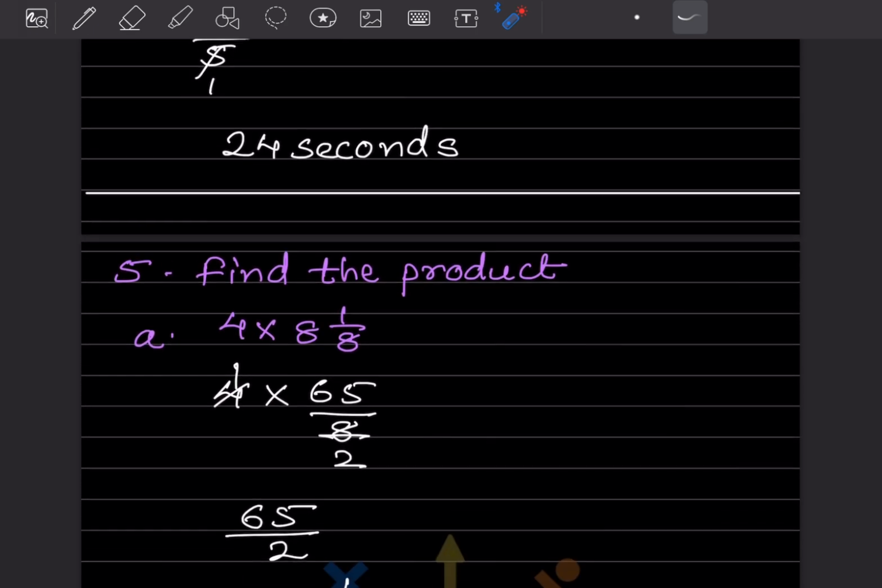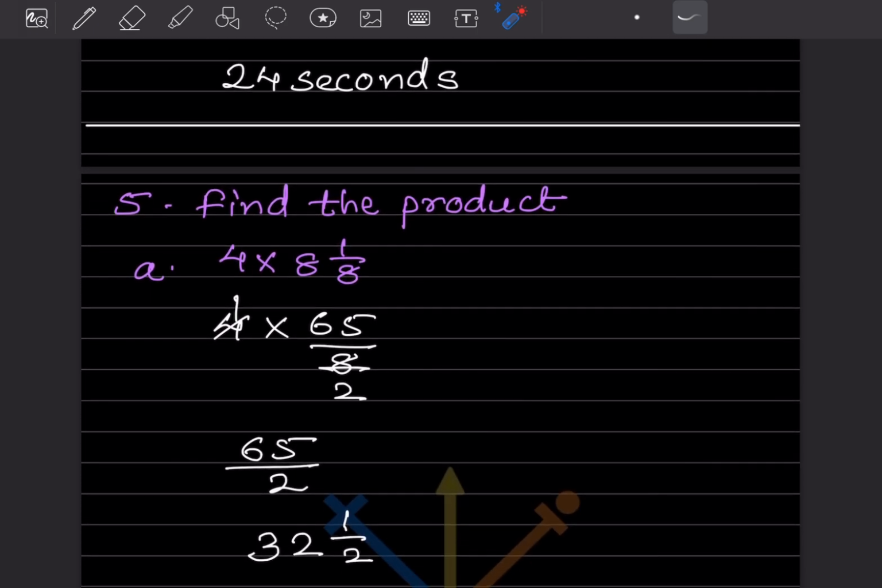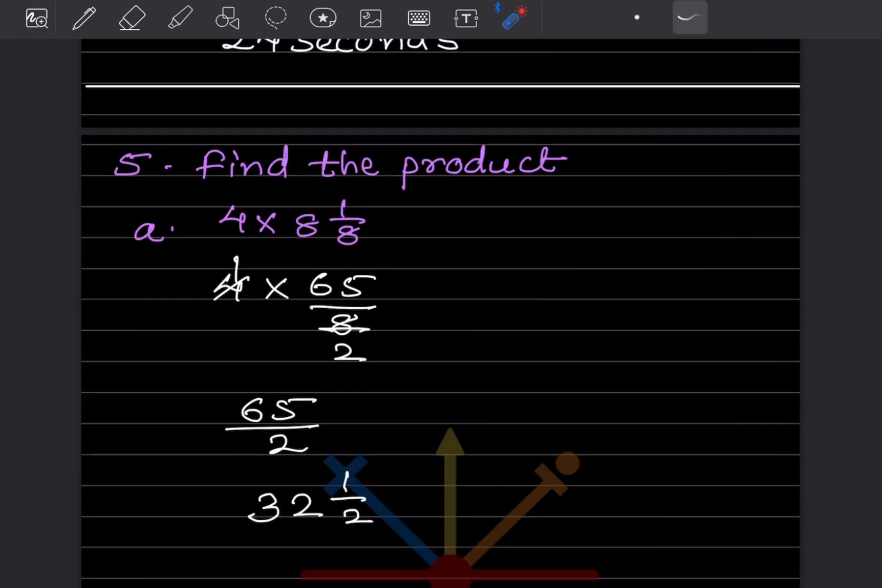Now you have to just find out the product. Here 4 will be as it is. Now this is a mixed fraction. You have to make it improper. So this will be 64 plus 1, that is going to be 65 by 8. So you will simplify here. 4 ones are 4, 4 twos are 8. That is going to be 65 by 2. But this is an improper one. So when you divide it, you get 32 integers 1 by 2.